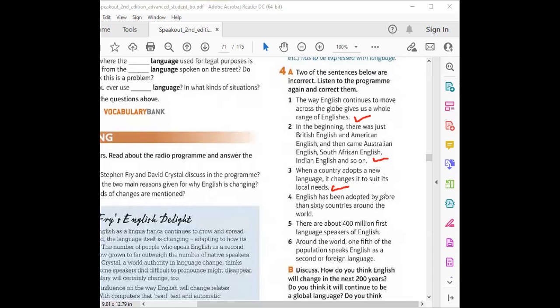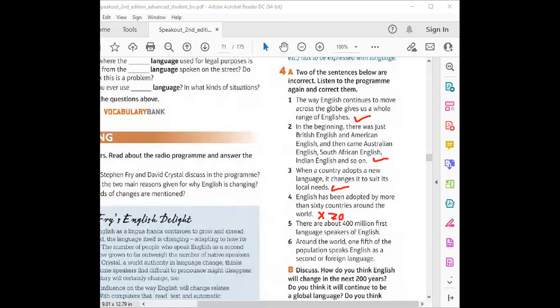English has been adapted by more than 60 countries around the world. I think he said 70 countries. Yeah, 70 countries, yes. Wow. 70 countries are using English as their official language. That's a very huge number. Is it possible? But this is BBC. It can't be wrong. Yes, this is a huge number. We're talking about 70 out of 200.